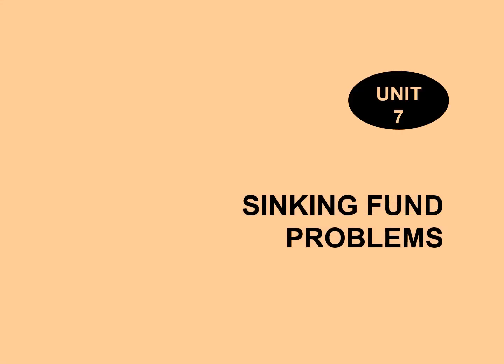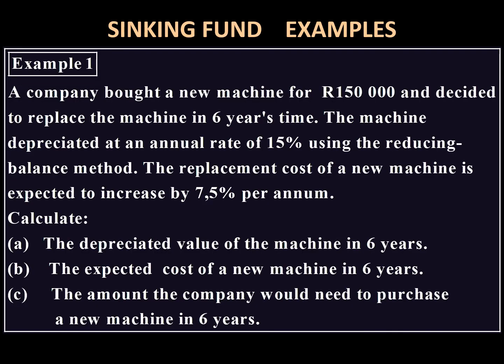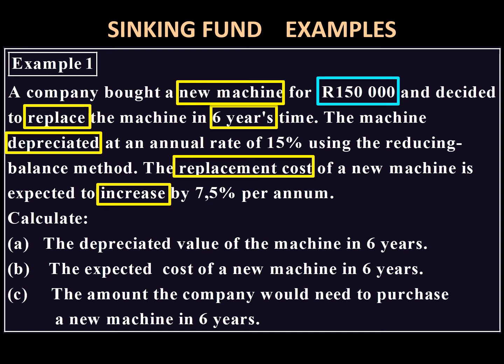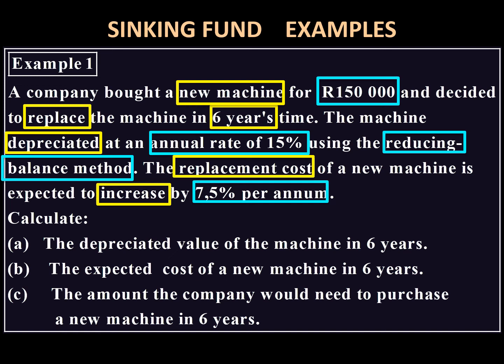Now let's apply the concepts to doing some sinking fund problems. Let's look at our first example. A company bought a new machine for $150,000 but decided to replace the machine in 6 years' time. The machine depreciates, and the replacement cost of a new machine will increase. So let's look at some values here. The new machine costs $150,000, the rate of depreciation is 15%, but the increase is at 7.5% per annum. So the inflation is 7.5%.